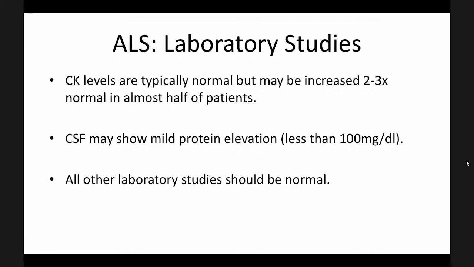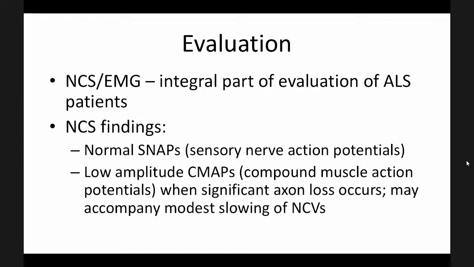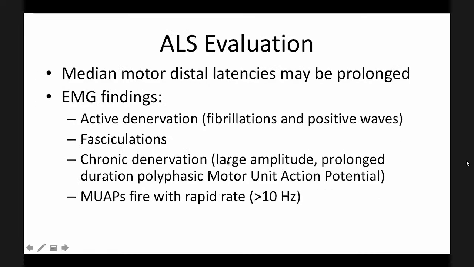One of the important laboratory investigations is nerve conduction testing or EMG. In nerve conduction studies, we have a normal sensory nerve action potential in the case of ALS, but there is a low amplitude compound muscle action potential when significant axon loss occurs. So the sensory part is normal, but the motor part is abnormal in nerve conduction studies. Median motor nerve distal latencies may also be prolonged.